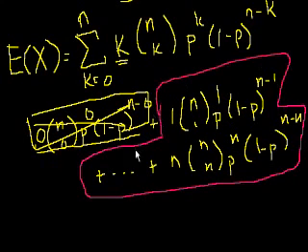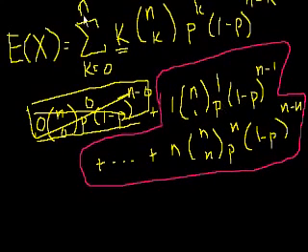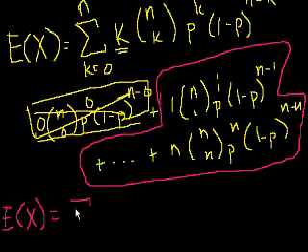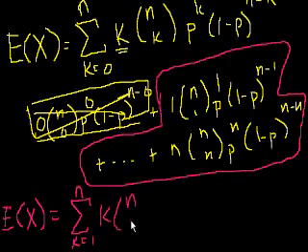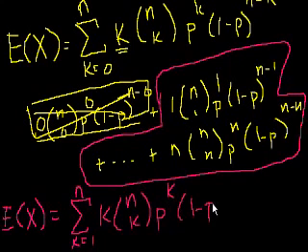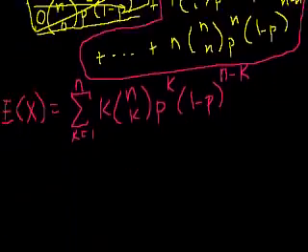This sum right there. And so if we were to do that, we essentially just rewrite this thing up here. So the expected value of our random variable is equal to the sum. And we don't have to go from k equals 0. We could start at k equals 1 now, from k equals 1 to n of the same thing, k times n choose k, times p to the k, times 1 minus p to the n minus k.